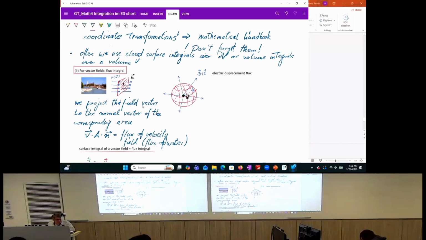And when you enclose the surface, this is just a virtual surface. It doesn't really have to be an actual physical realization of any object or so. It is just a virtual surface, and you want to get here a flux of the electric field.